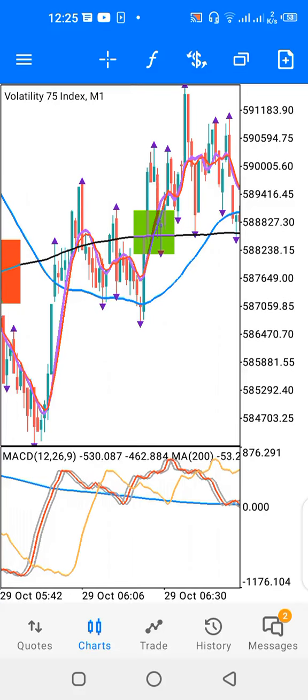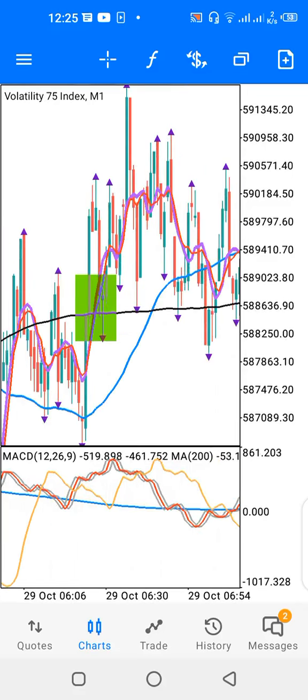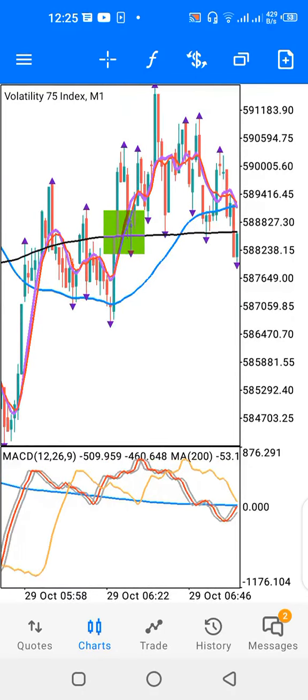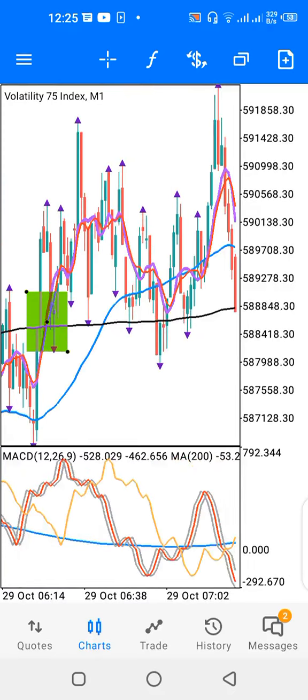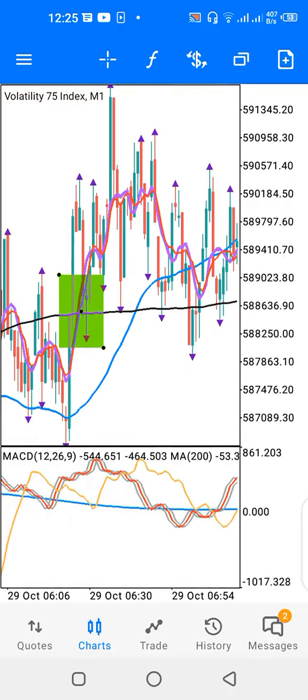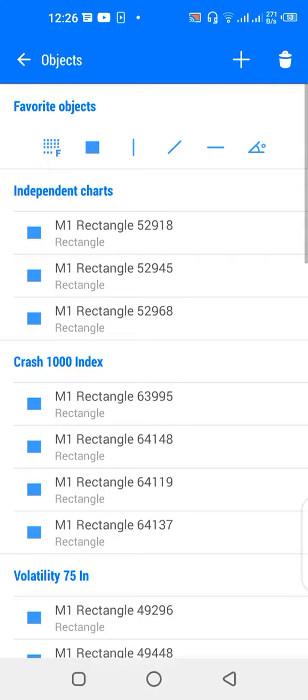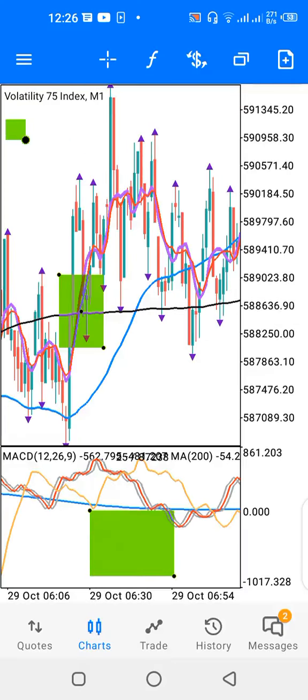On my screen I have the V75 index, 1 minute time frame. The screen is divided into two. I have my main chart. This is my main chart. And I have indicator window 1. This is indicator window 1.